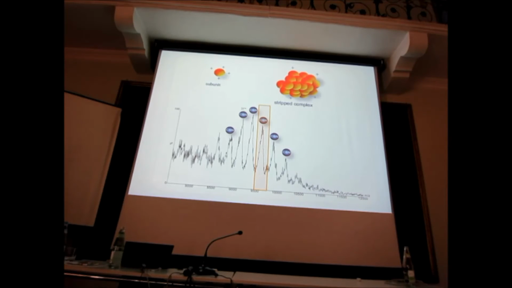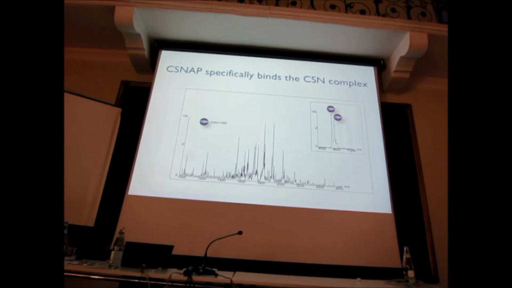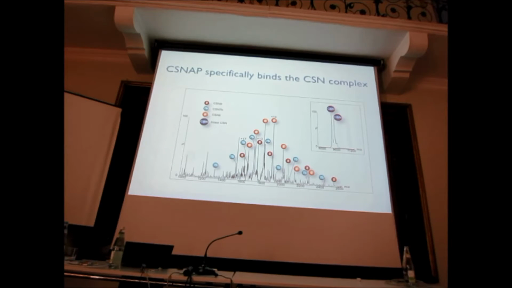So in the next slide, I would like to show you only the individual subunits that are stripped off from the signalosome complex. So here are the peaks that we have isolated, and here is a low M over Z region, in which we could see the individual subunits that are dissociated. We could identify CSN6, CSN7, CSN8, and we were very excited that we could also see peaks corresponding in mass to CSNAP, suggesting that CSNAP specifically binds the signalosome subunit.